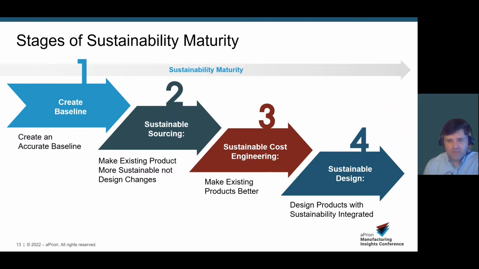As we look further up that design cycle, we're looking at making existing products better. Can we tweak things and have the same functionality? And then finally, I think this is where everybody wants to go in the future: helping design products with sustainability integrated. So starting with sustainability in mind really early in that design process.